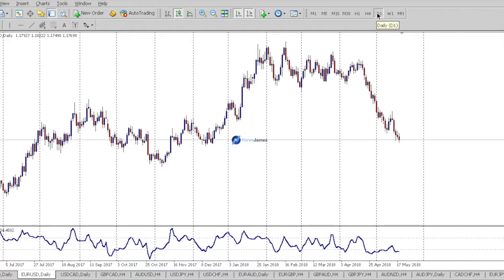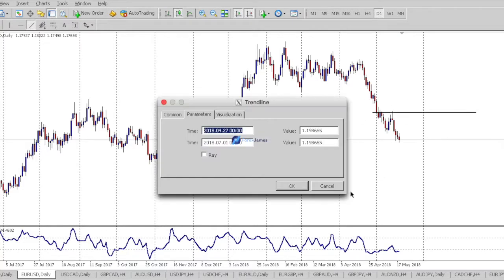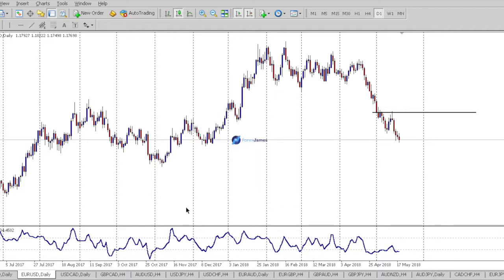Euro dollar, pretty much the same as the pound dollar. It should fall into a range now, and with lower lows continuing to be made, so this descending range here, I'm gonna look for shorts, okay?